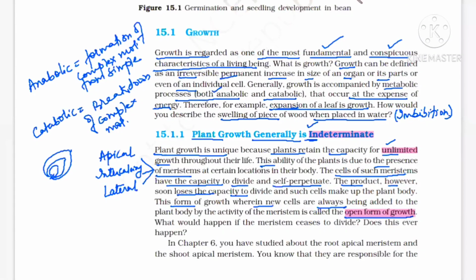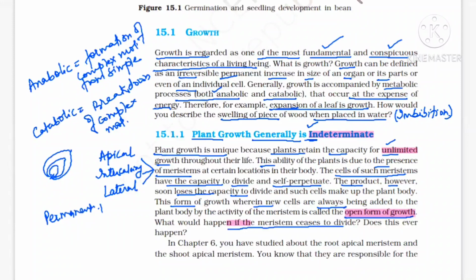Now the question NCERT is asking: what will happen if meristematic cells stop dividing? Yes, it happens. If meristematic cells stop to divide, it means they are becoming permanent cells. And they can behave as parenchyma or collenchyma or sclerenchyma, depending upon whether they are made up of one type of tissue, or they can behave as xylem or phloem if they are made up of more than one type of tissue. So if they are stopped, then they'll be behaving as permanent tissues.